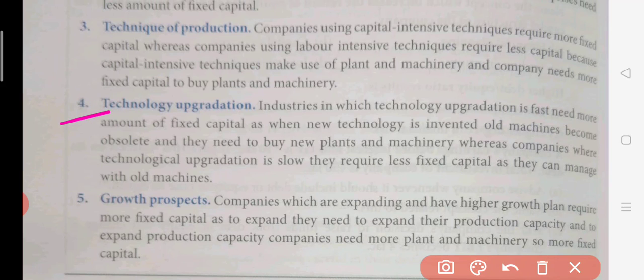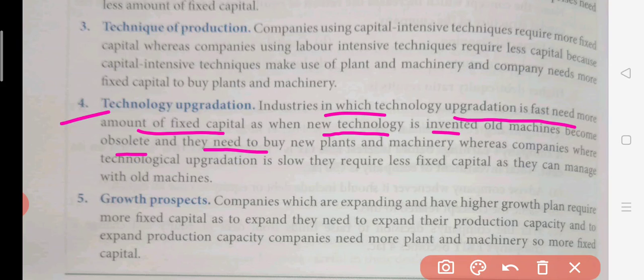Okay, now after this, technology upgradation. What is technology upgradation? Industries in which technology upgradation is fast need more fixed capital, as when new technology is invented, old machines become obsolete and they need to buy new plants and machinery, whereas the company where technology upgradation is slow requires less capital. So definitely the companies which try to upgrade their machinery will have to invest more in fixed capital. All the money which will go into the upgradation will be a huge cost for them. On the other side, the company that is doing very slow upgradation of their machinery will require less capital.